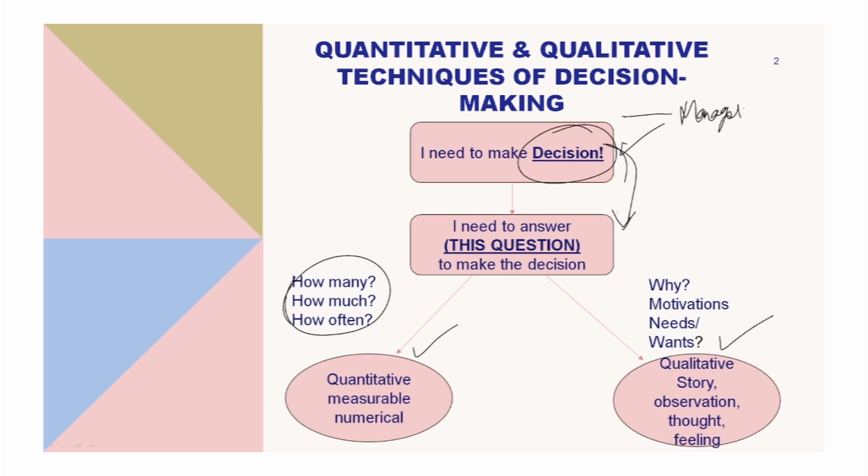These are some of the outputs of your quantitative techniques, and the qualitative technique will give you an idea about motivation, needs, wants, or the behavioral aspects. So the quantitative technique is more about the technical decisions taken by managers, and the behavioral aspects will be covered under the qualitative way.